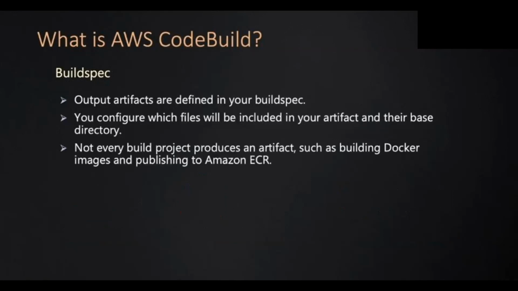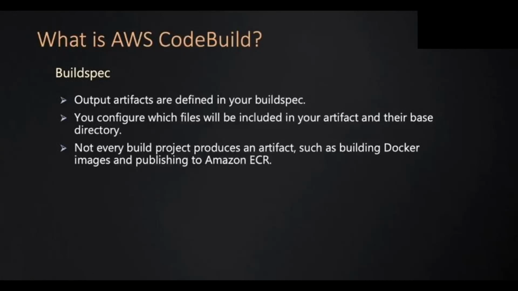So output artifacts are defined in your build spec. What is it? When you build it, what do you get? Well, you get a group of files, the binary files and other configuration files, coming as the output. That is referred to as the output artifact. You can configure which files will be included in your artifact and their base directory. So we can explicitly say, hey, after you build it, put all these things into this directory and save everything in there. That is what they mean by configure.